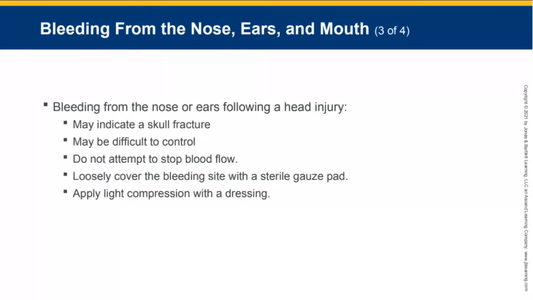Now, bleeding from the nose or ears following a head injury. So a patient may be bleeding from the nose or ears following a head injury. But when you look at the bleeding, it's not just blood alone. It's blood and a clear fluid. If that is what you're seeing, it could indicate a skull fracture. It may be difficult to control, so do not attempt to stop that blood flow.